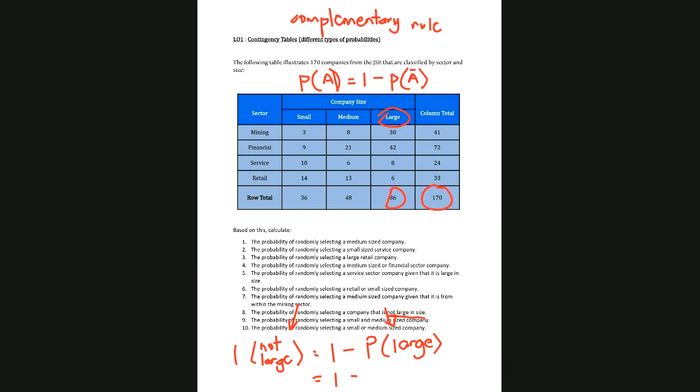So 86 over 170, and then 1 minus that would give you a final answer of 0.49. Okay, so that is question 8 when it comes to your complementary rules. I'll give you a second.